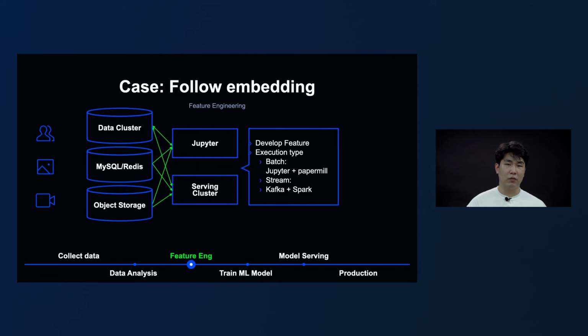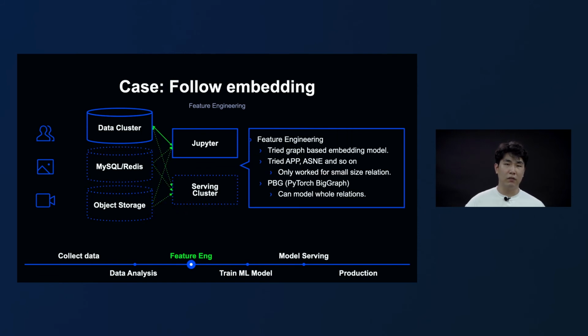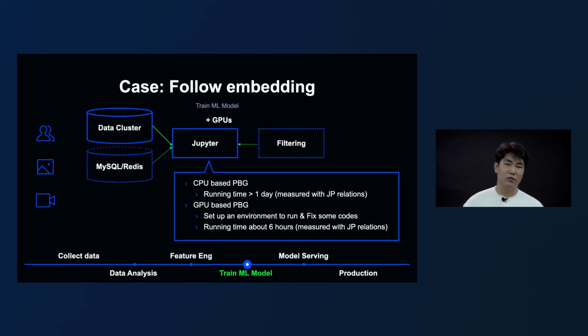And in the feature engineering stage, these tasks are carried out. In the case of follow embedding, you could say we tested out several models. The form we originally had was data in a graph form. So we tested out models which convert this graph form data into embedding. And because we were able to secure a lot of data, some tested models failed to run or had difficulties. So in the end, we created the feature using the PyTorch BigGraph model, also known as PBG. Now moving on to the modeling stage.